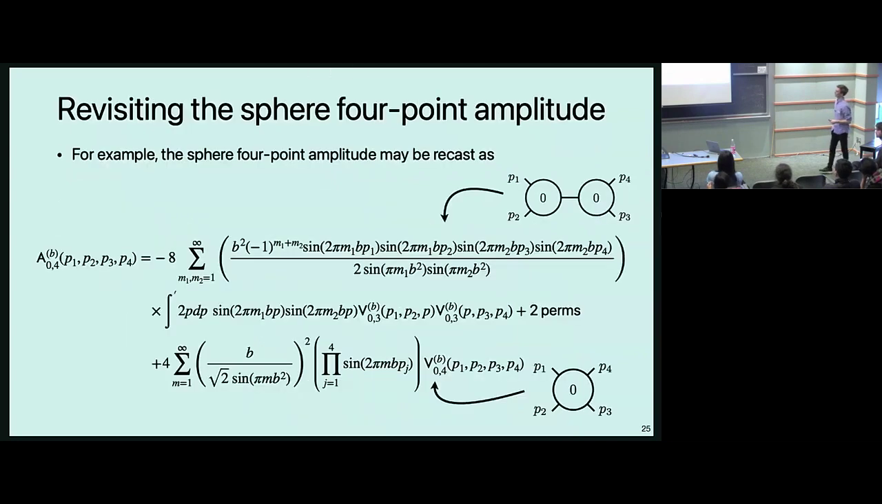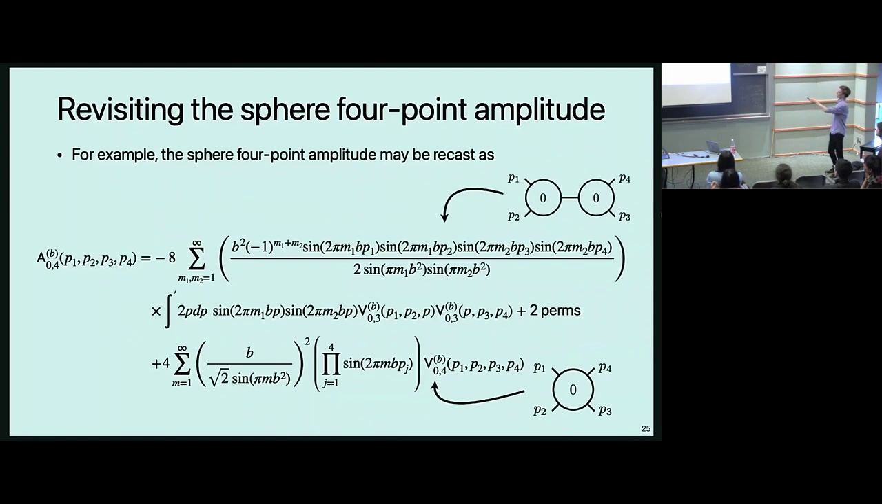So just to make it a little bit more concrete, let's revisit the sphere 4-point amplitude that I wrote down earlier. I want to argue that the two terms can be interpreted as the two topologically distinct stable graphs. So the stable graphs, I should say, are labeled by this integer in the middle, which is the genus.